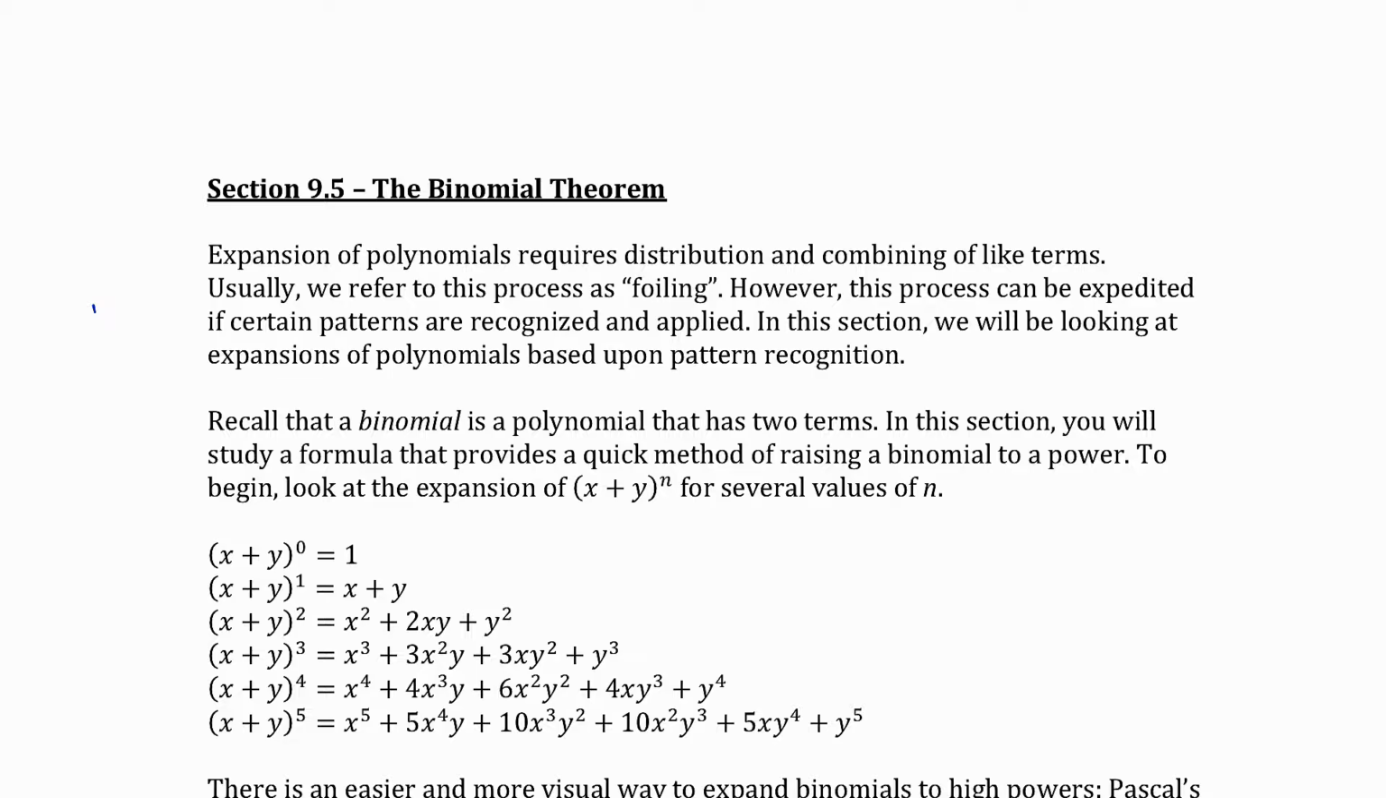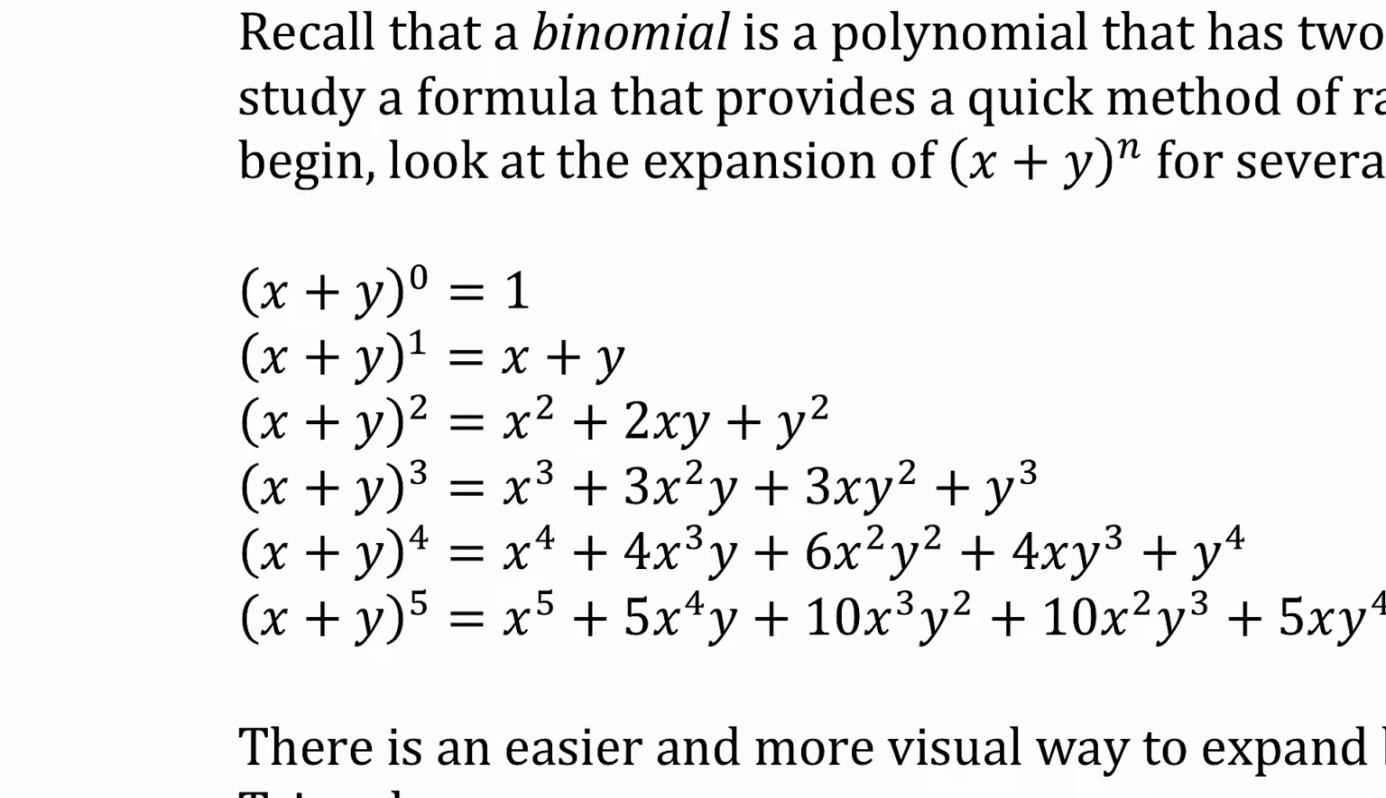To begin, let's take a look at the expansion of x plus y to the nth power for several values of n, so several different exponents. So x plus y to the 0. Anything to the 0 is just 1. It doesn't matter what x and y are, x plus y to the 0 is always 1. x plus y to the first. Anything to the first is just itself. So it's just x plus y.